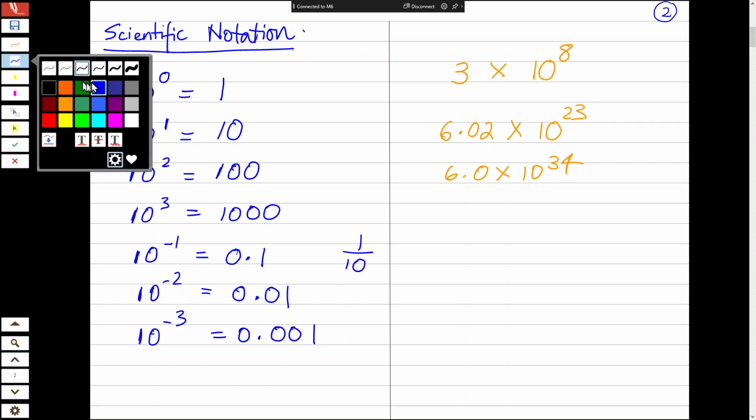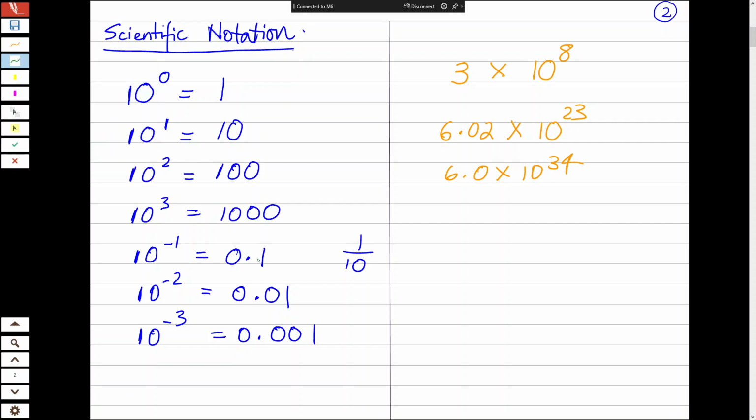All right, so I want to draw your attention to a couple of things here. 10 to the 3 has 3 zeros, the same as the index, but 10 to the minus 3 has 2 zeros after the decimal point. Kind of, but you've got the decimal point as well. Yeah, so just gotta remember that, okay?